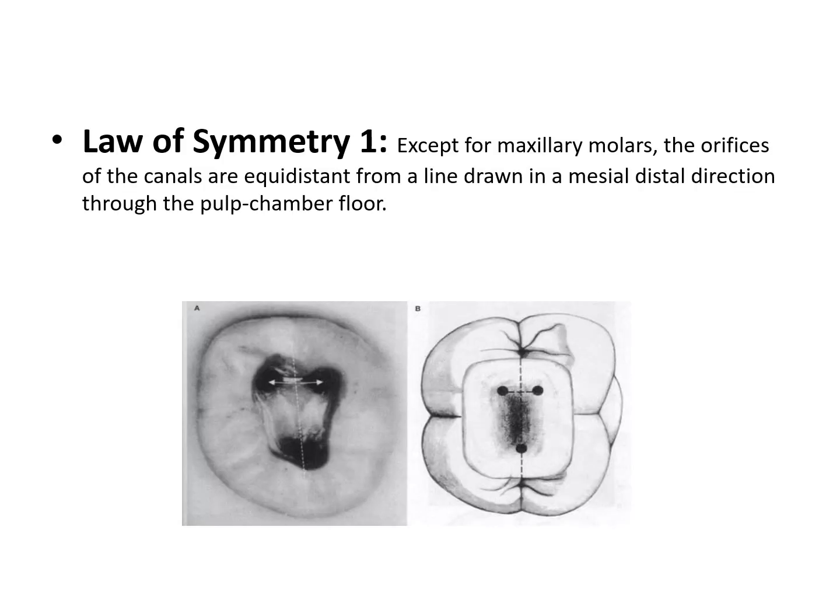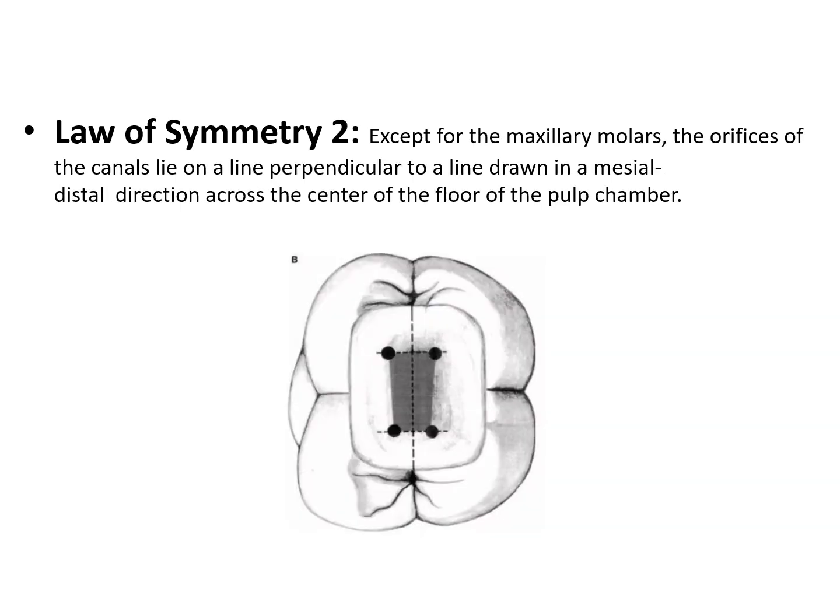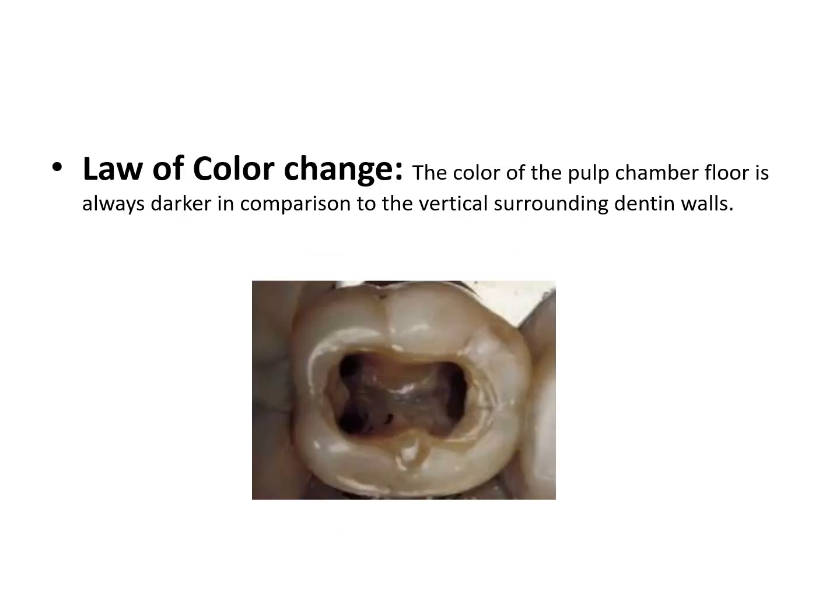Then you have the law of symmetry, which is, except for the maxillary molars, the orifices of the canals are equidistant from a line drawn in a mesiodistal direction through the pulp chamber. Then there is the second law of symmetry: except for the maxillary molars, the orifices of the canals lie on a line perpendicular to the line drawn in the mesiodistal direction across the center of the floor of the pulp chamber. Then there's the law of color change.